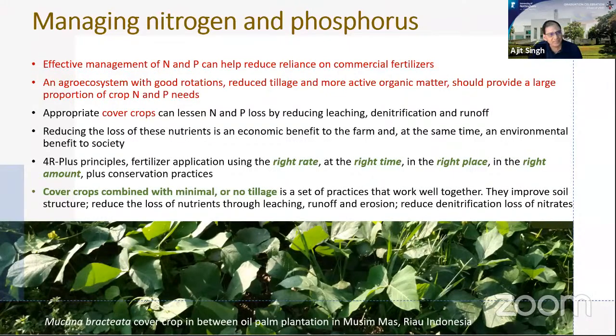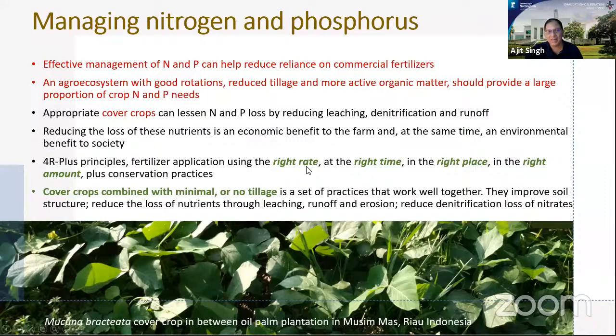Now, how do we manage this? So effective management is very important. And we know that we rely a lot on commercial fertilizers. And as a developing nation, we need to add those fertilizers. There's no doubt about that. And to increase our yield, we need to add it. But we need to add it in a sustainable manner. We need to add it when it is required. We need to add it so that we don't lose much. So we need to add it in such a way that we add the right amount and at the right time, right place, and at the right rate.